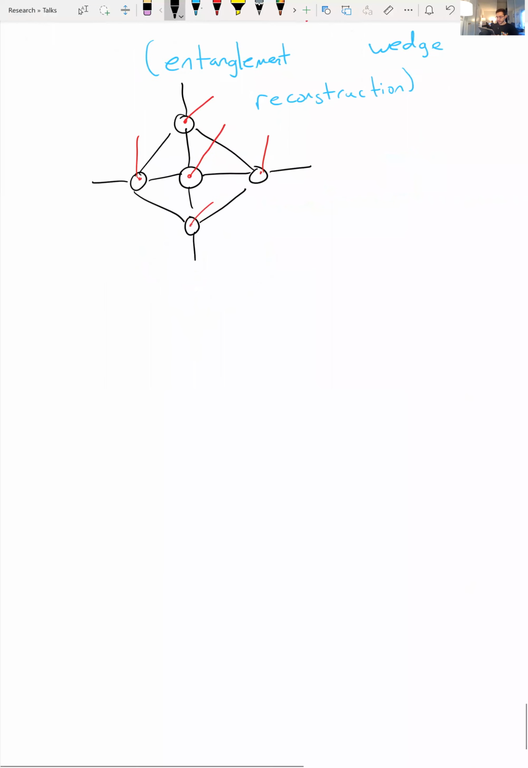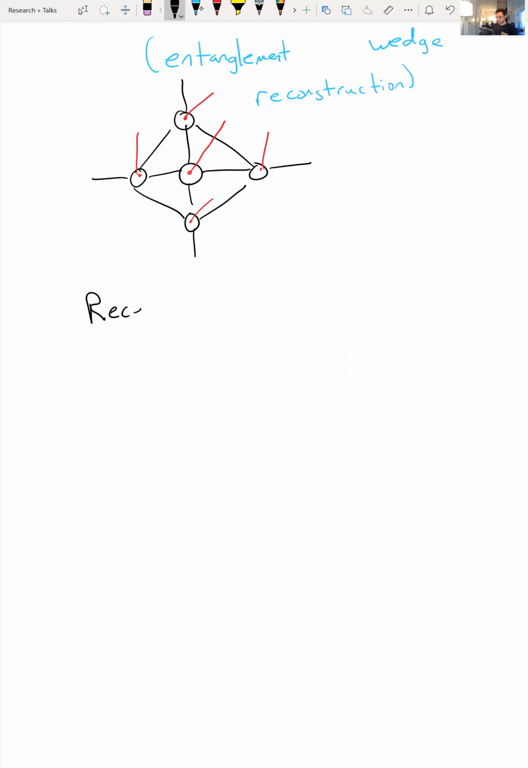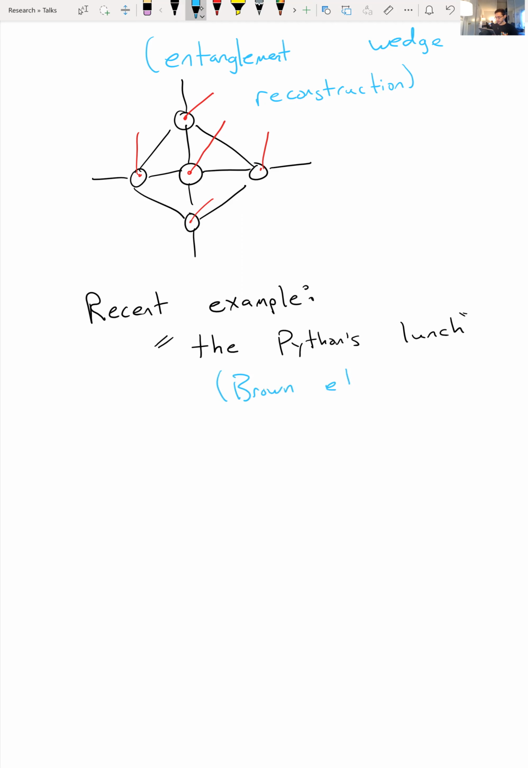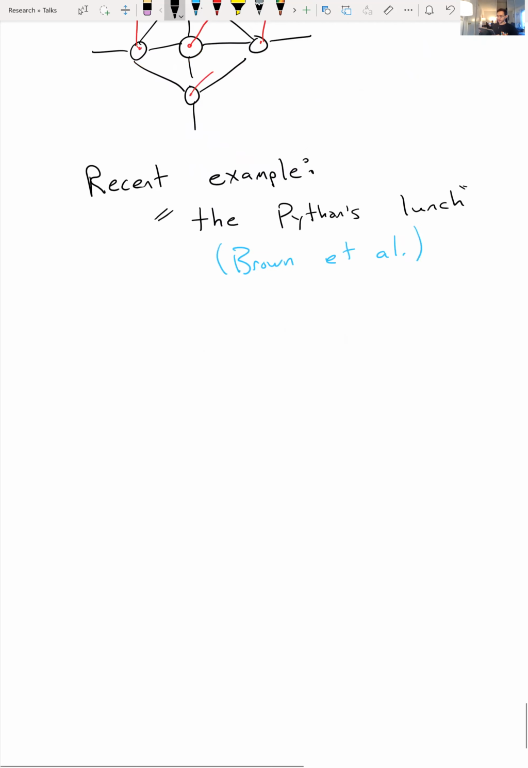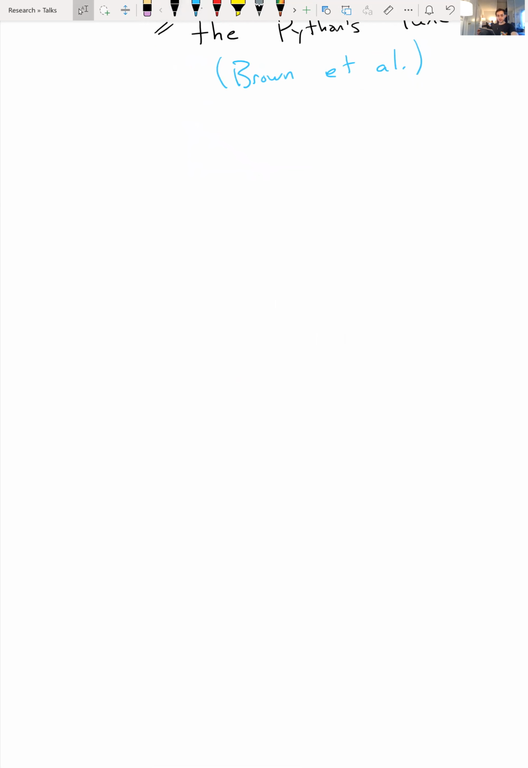And I want to give a really great recent example of how this intuition was used to learn some very interesting things about quantum gravity. This paper goes by the name of the Python's Lunch. It is joint work by Adam Brown, Frank Garibian, Jeff Pennington, and Lenny Suskind. I'll give a very brief overview. It's a good paper. It's worth reading.